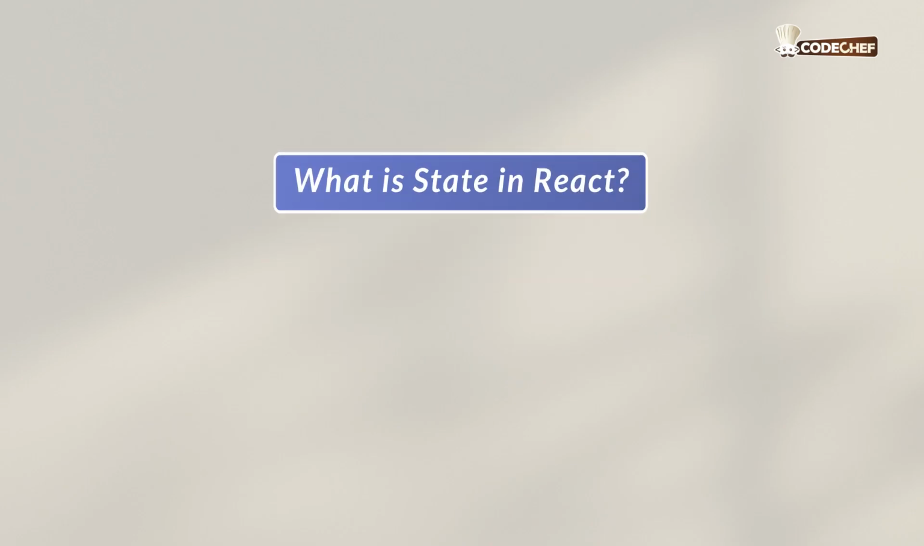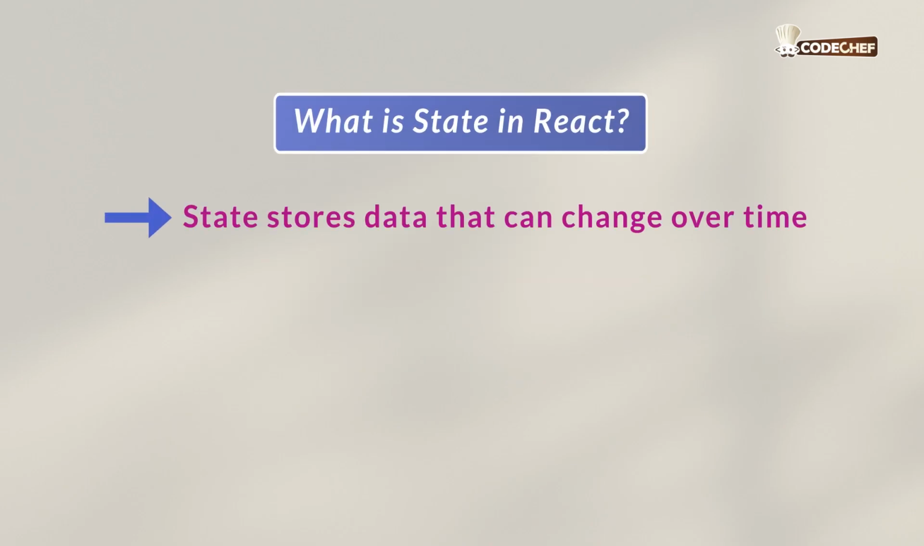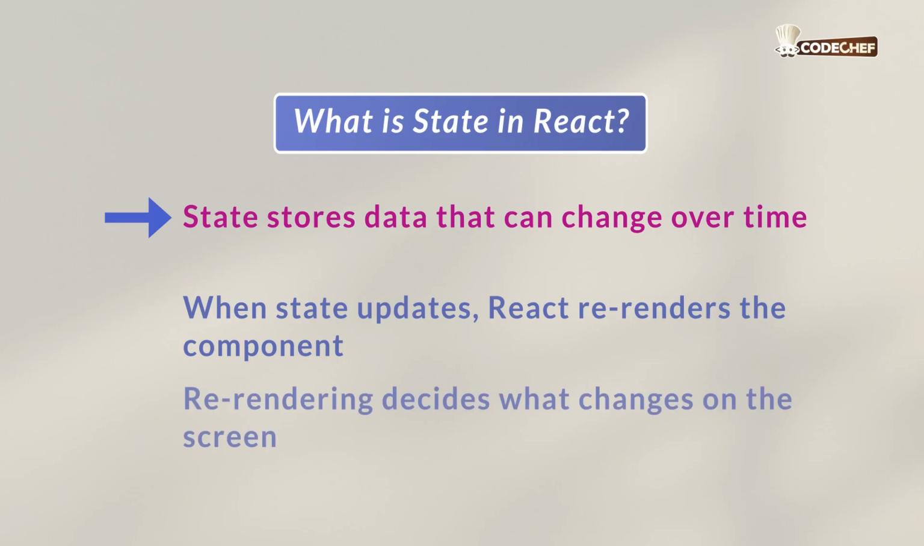So we have seen previously what state is in React. Let's just go over it once again. In React, state is data that can change over time. Whenever state changes, React re-renders the component. This re-render is React's way of deciding what should update on the screen and what should stay the same.